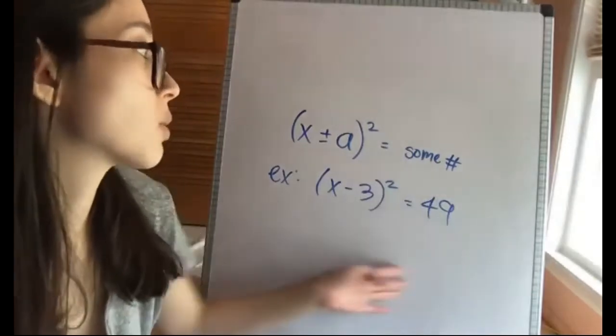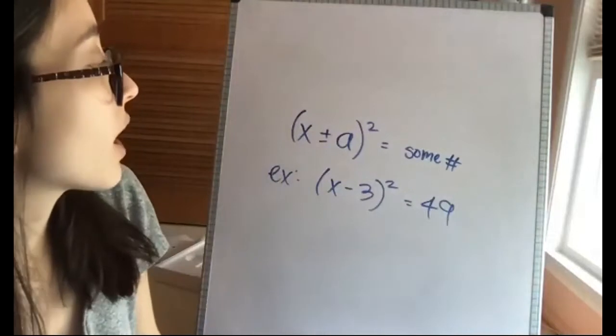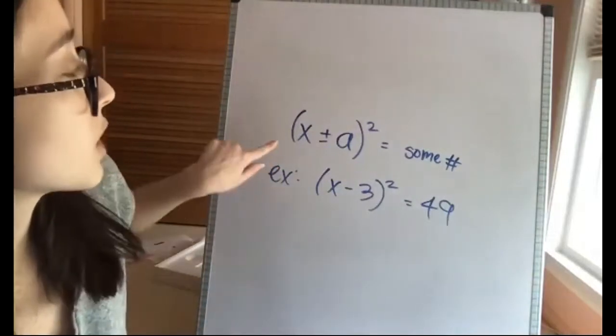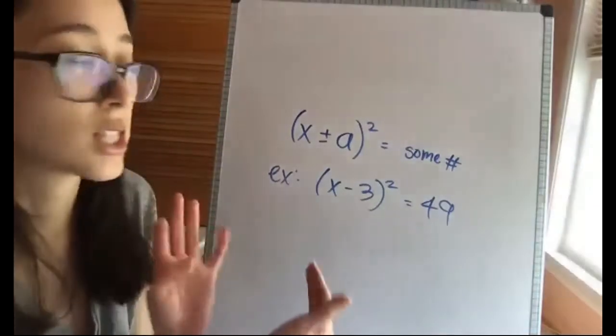So for completing the square, the idea is that we want to have it in this format where we do have x squared, but it's x plus or minus some number, then squared. So it's that whole quantity squared.